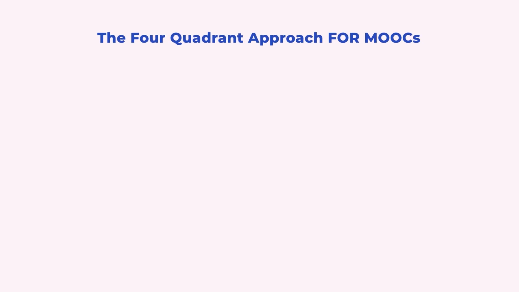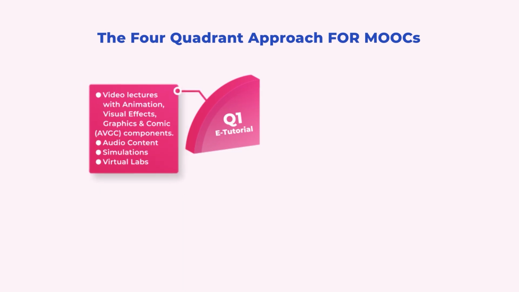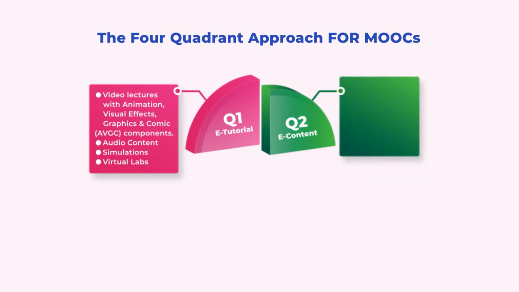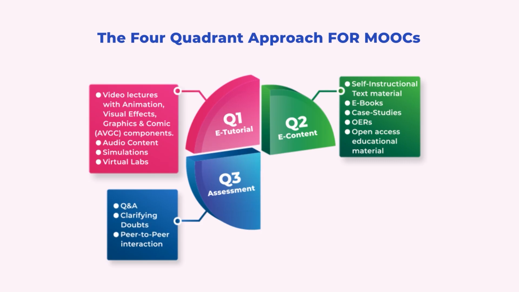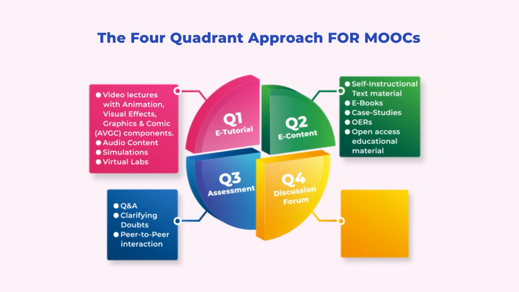So now let us look at the 4-quadrant approach for MOOCs. The quadrant 1, which is e-tutorial, has components like video lectures with animated visual effects, graphics and comic components, audio content, simulations and virtual labs. The quadrant 2, that is e-content, consists of self-instructional text material, e-books, case studies, OERs and open access educational material. Quadrant 3, that is assessment, consists of question answer sessions for clarifying doubts and also has options for peer-to-peer interaction. And the quadrant 4, that is discussion forum, is also effectively used for the teaching learning purposes.